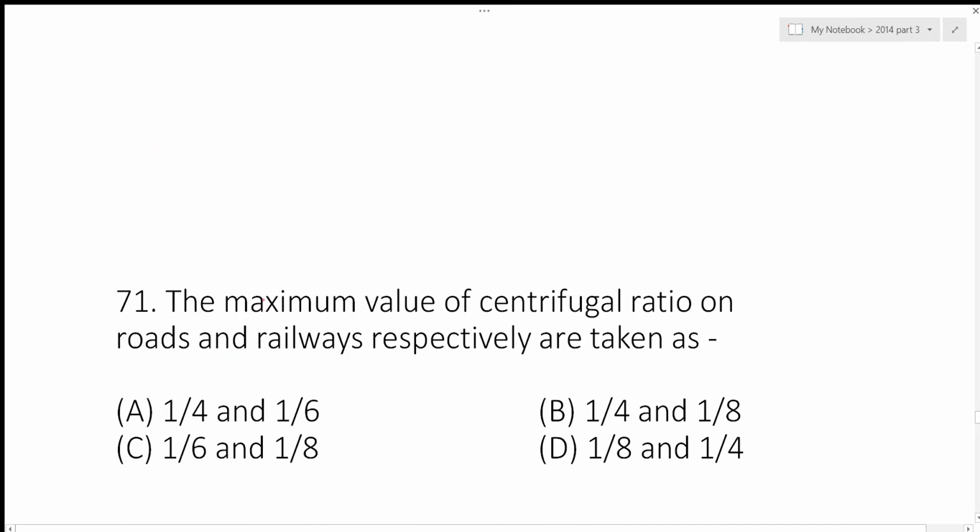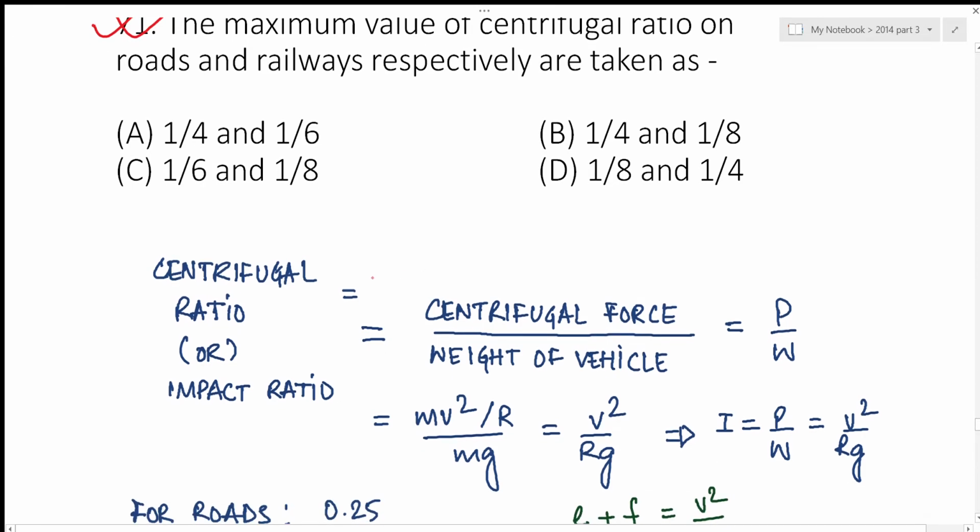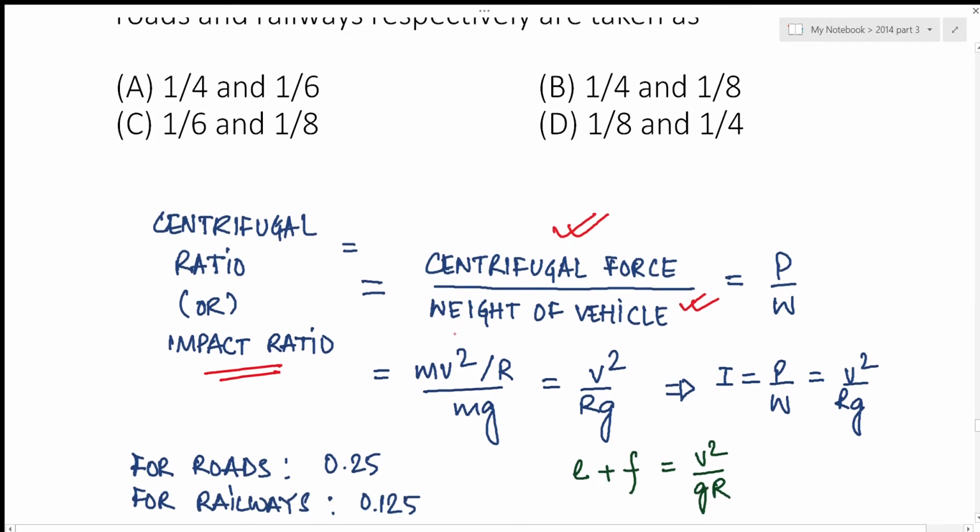Next question is, the maximum value of centrifugal ratio on roads and railways respectively are taken as. Now centrifugal ratio is also known as impact ratio, which is given by centrifugal force to the weight of vehicle. You know centrifugal force is given by mv square by r, and weight of vehicle is given by mg. By cancelling out, you get the centrifugal ratio or impact ratio as v square by rg, right?